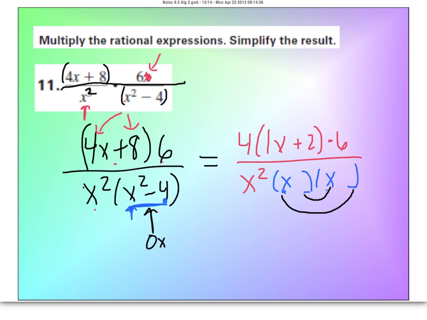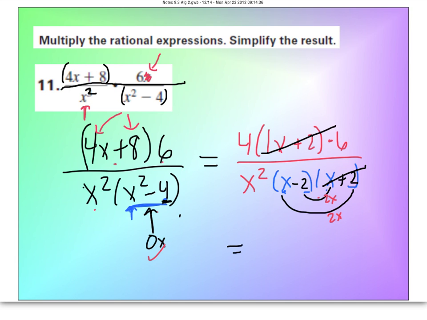Factors of -4 that add to 0 would be -2 and +2. You can double check it. This is -2x, +2x, adds to 0, I'm good. Now, a natural group that can be crossed off, I see an x plus 2, cross that and that.